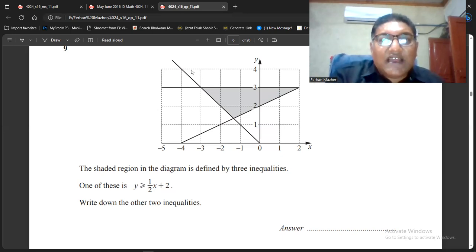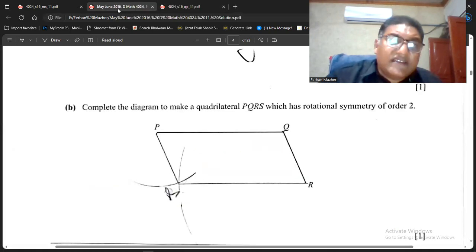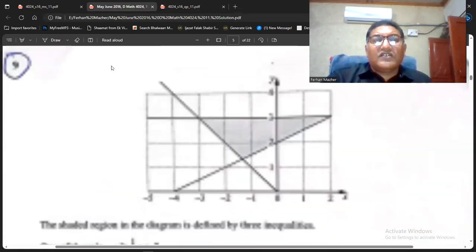Then we have this line. We don't know its equation. So I can take 2 points on this line, for example 0, 0 and -3, 3, and I can find its gradient. Then I can find the equation of this line and decide the inequality. You see the shaded area is above this line. The required area is above this line. So very easily we can do this.